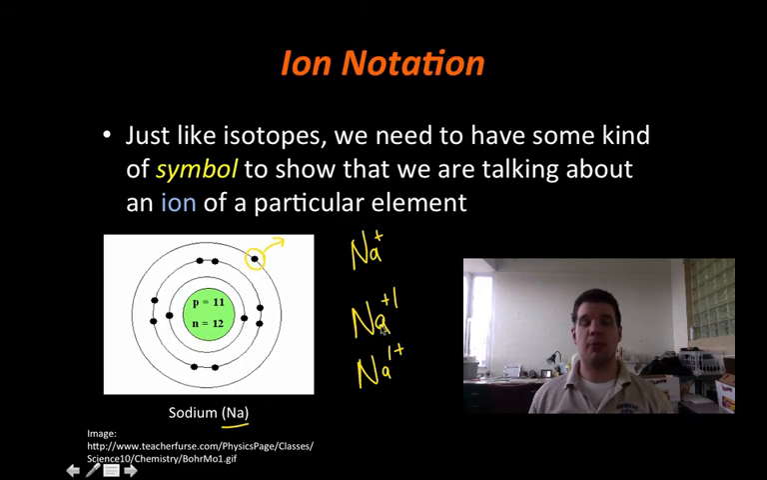So any of these is acceptable for one that has just a charge of 1, but when we start getting other charges, you have to include the number in there. So ion notation is just the symbol, and then we put the charge up in the corner like that to designate that we're dealing with that charged ion.